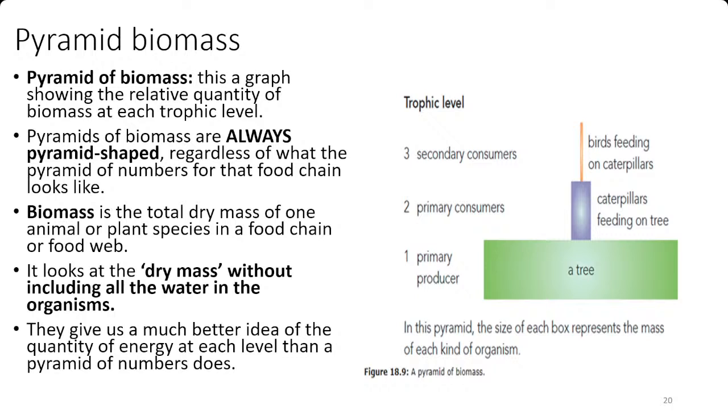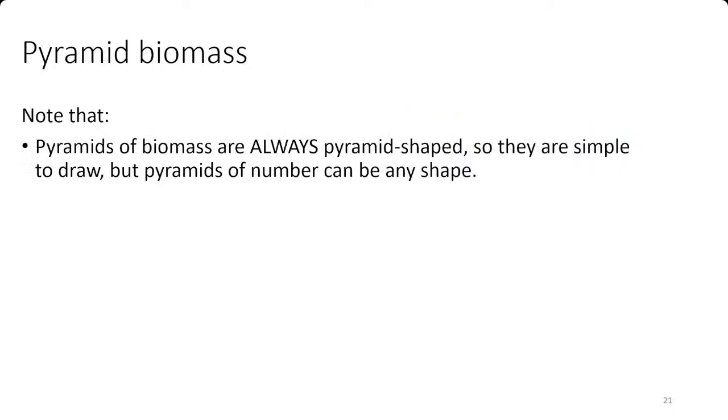Then pyramid of biomass. This is a graph showing the relative quantity of biomass at each trophic level. Now, pyramids of biomass and pyramids of energy are always pyramid shaped. Biomass is defined as the total dry mass of a plant or animal species in a food chain or food web. It means looking at the dry mass, which means that all the water in the organism has been removed, and then you are looking at the mass of it.